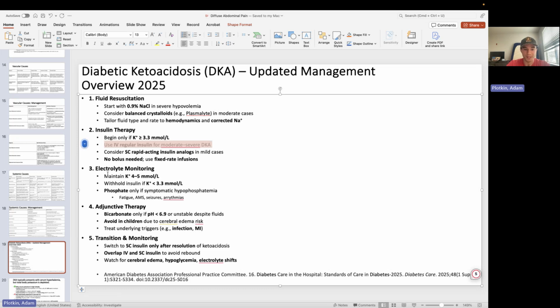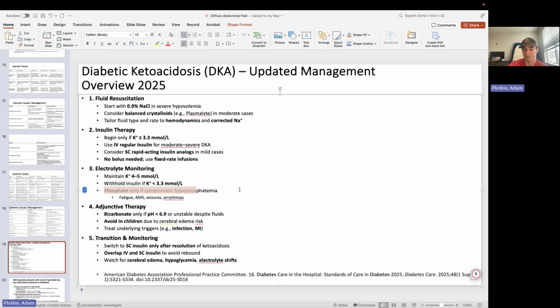For electrolyte management, we want to maintain a potassium of 4 to 5. We're going to withhold the insulin if the potassium is less than 3.3. I go over this mechanism in my pulseless electrical activity lecture, but insulin upregulates the sodium-potassium ATPase, which pumps 3 sodium out, 2 potassium in. So if we give them insulin, we're driving potassium into cells, which is going to lower their extracellular potassium level. If their potassium level is already low, less than 3.3, we're going to make things worse, right, and cause a cardiac arrhythmia.